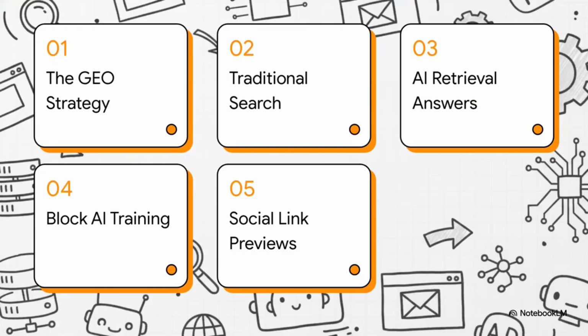Here is our agenda for the explainer today. 1. The geo strategy. 2. Traditional search engines. 3. AI retrieval and answers. 4. Blocking AI training crawlers. And 5. Social link previews. Let's get right to it.